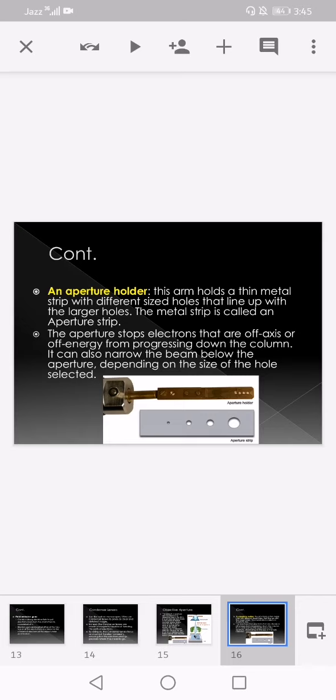An aperture holder. This arm holds a thin metal strip with different sized holes that line up with the larger holes. The metal strip is called an aperture strip. The aperture stops electrons that are off axis or off energy from progressing down the column. It can also narrow the beam below the aperture depending on the size of the hole selected.